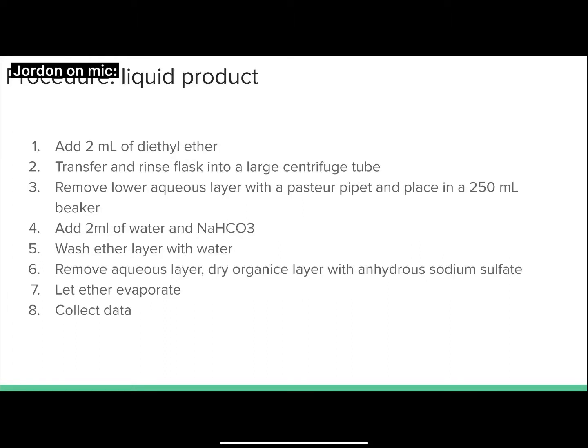The procedure for a liquid product is as shown. Step 1, add 2 milliliters of diethyl ether. Step 2, transfer and rinse the flask into a large centrifuge tube. Step 3, remove the lower aqueous layer with a Pasteur pipette and place in a 25 milliliter beaker. Step 4, add 2 milliliters of water and sodium bicarbonate. Step 5, wash ether layer with water. Step 6, remove the aqueous layer. Dry the organic layer with anhydrous sodium sulfate. Step 7, let the ether evaporate. And step 8, collect data.